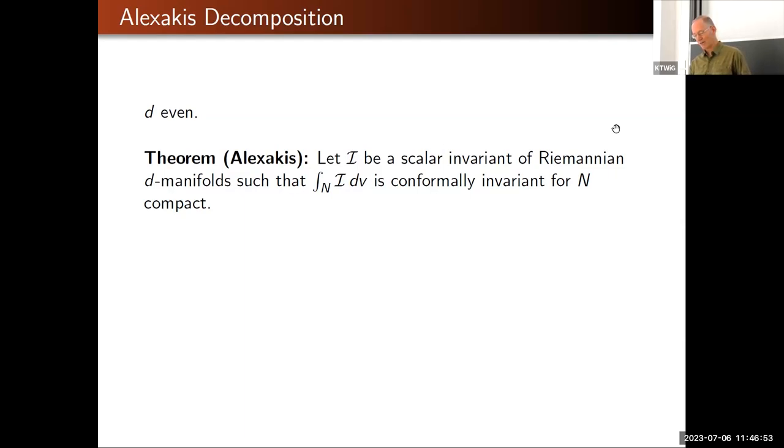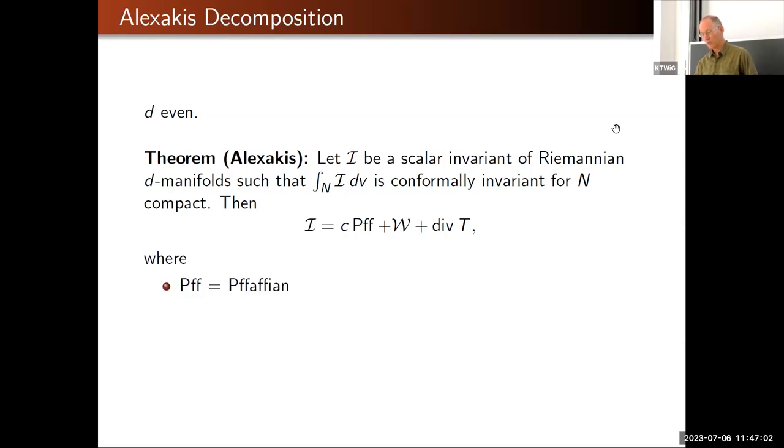So Alexakis has a characterization of what all the possibilities are. It can be written as a linear combination of three terms, each of which is an obvious thing that works. The first one is just the Pfaffian of the metric, right? That's the integrand of the Gauss-Bonnet theorem. The integral of the Pfaffian is the Euler characteristic. That's topologically invariant, so certainly it's conformally invariant. The second possibility is something that's pointwise conformally invariant, like the norm squared of the Weyl tensor or some higher order scalar conformal invariant. If you integrate a pointwise conformal invariant of the right weight, so that the scaling factor cancels out with the volume form, then you're going to get an integral that's invariant.